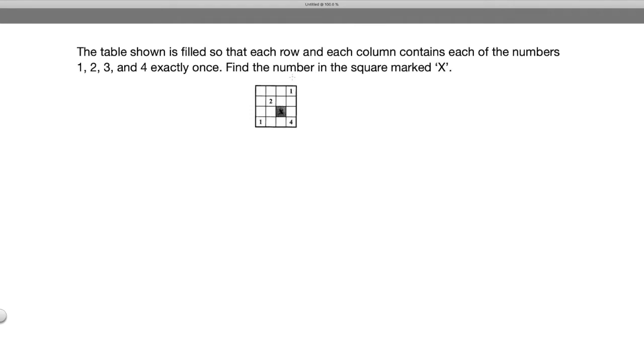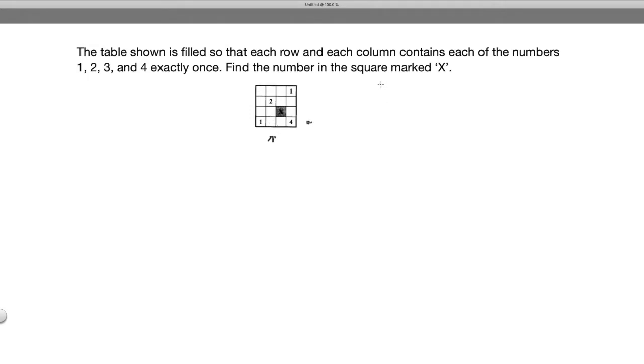First, we know that each row has 1, 2, 3, 4. So we look at this row. Since we know these two numbers are 1, 4, that means these two numbers are going to be 2 or 3. But we don't know exactly which number. But if you look at this column, it already has a 2 here, correct? So for this column, the 2 is already used. So this number cannot be a 2. So this number is going to be 3.